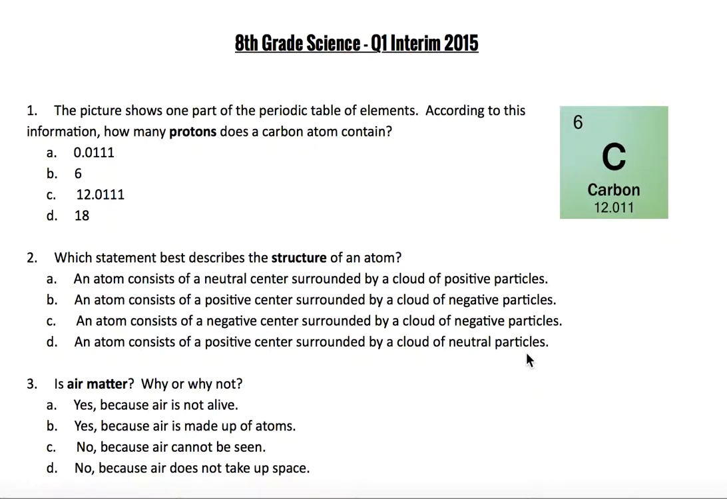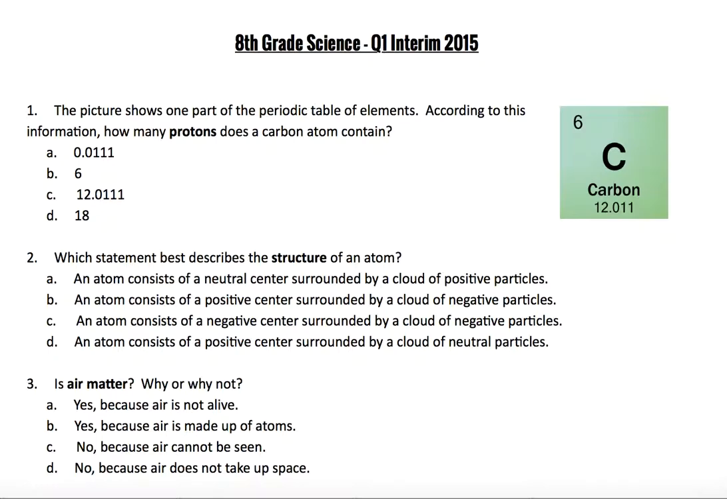8th grade science, quarter 1 interim 2015. The picture shows one part of the periodic table of elements. According to this information, how many protons does a carbon atom contain? A, 0.0111. B, 6. C, 12.0111. D, 18.